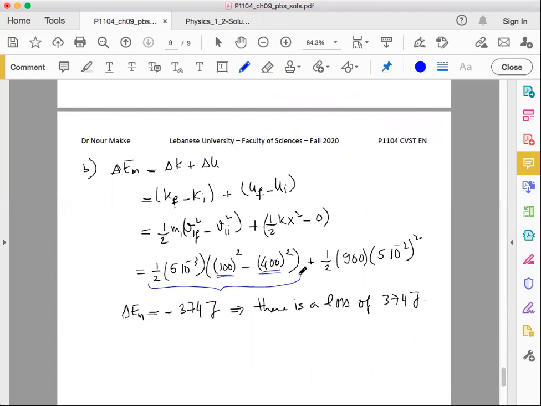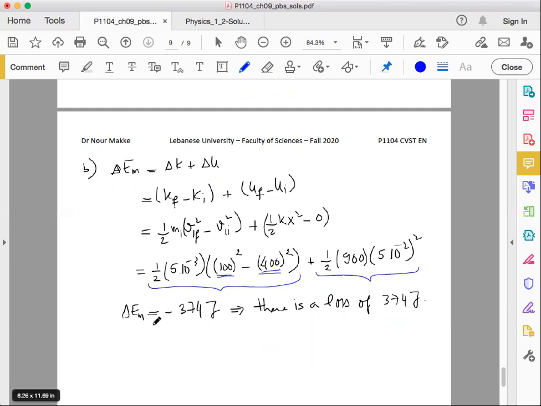For the block, between the initial and the final state, there is no variation. The block right before the collision has 0 speed, and when it compresses the spring by 5 centimeters, it also has 0 speed. This is why we don't have any kinetic energy term for the block. But we have the spring. The spring changes position from equilibrium to being compressed by 5 centimeters, and this is why we have some variation in the elastic potential energy for the spring.